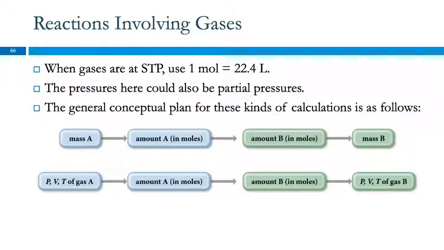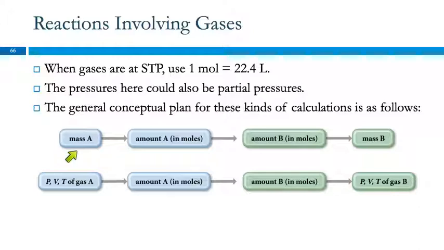When the gas is at STP, things become easier because we can use 1 mole equals 22.4 liters. Remember, you can only use that for gases, and you can only use it at STP. The pressures in these problems could be partial pressures because a lot of times there's going to be mixtures.